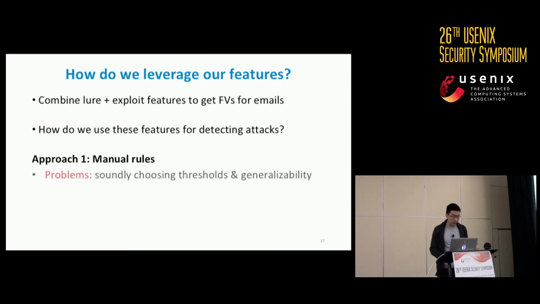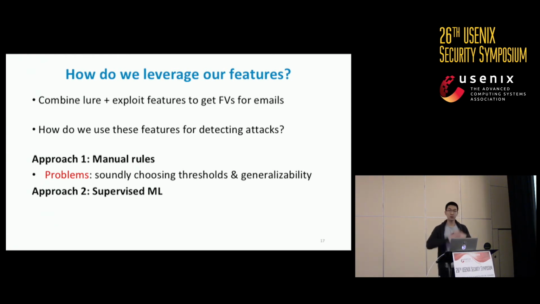There are a couple problems, though, right? One is that how do we soundly choose these thresholds, right? There's no way for us to know what these threshold values ought to be. And even empirically, if we identify what values work at LBL, how do we know how they generalize or if they'll generalize to other organizations? So there are fundamental soundness and generalizability problems with manual rules.